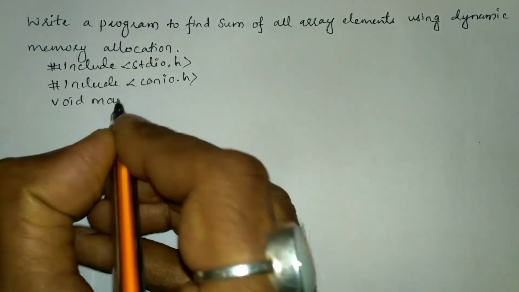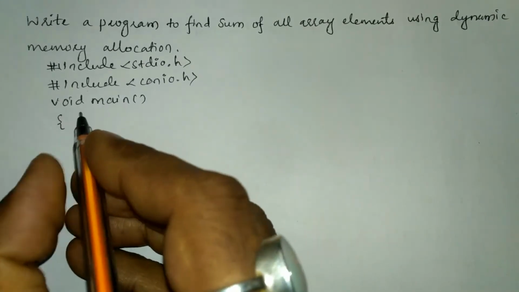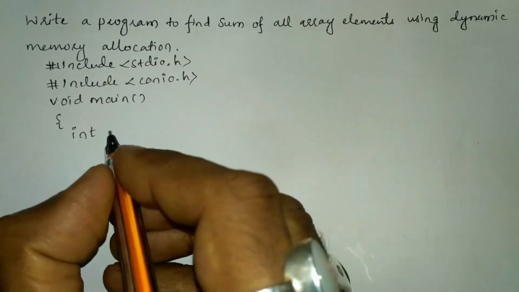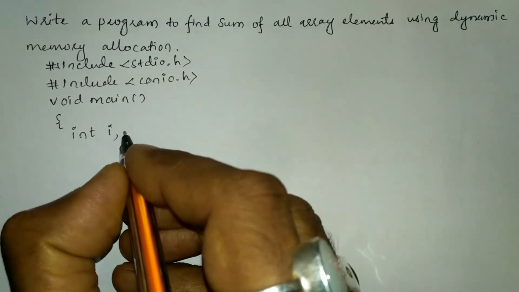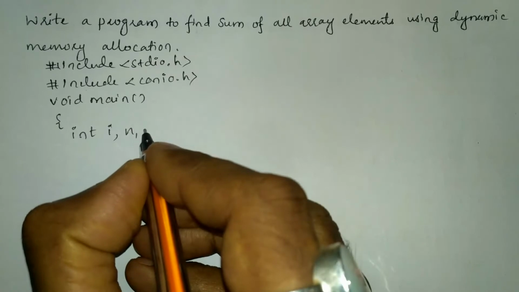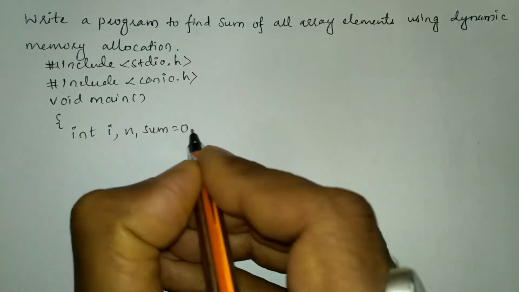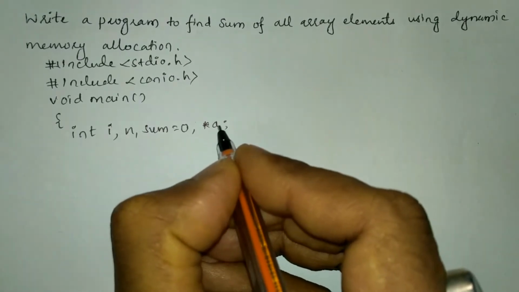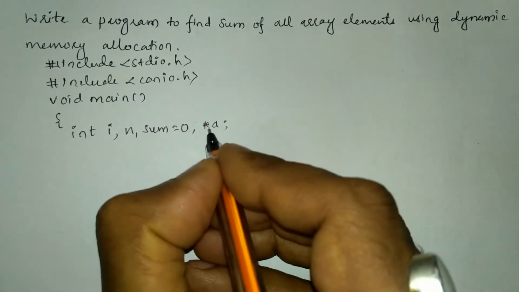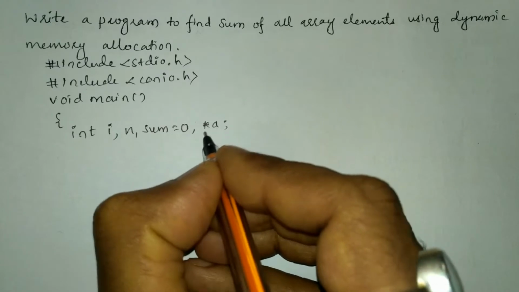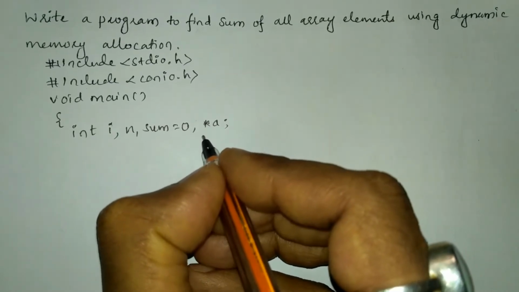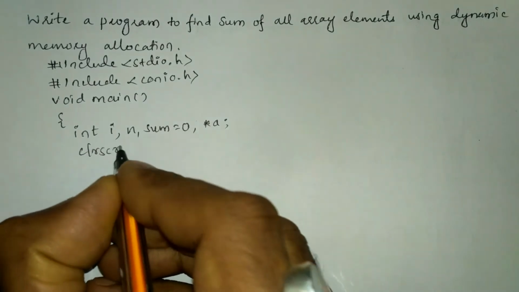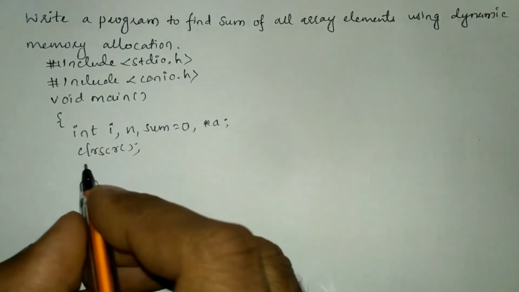Void main function curly open brace, and here I'm going to declare all the variables which are to be used in the program. For example, I'm going to take i, n, and we want sum is equal to 0, and then I'm going to use the pointer variable called a. Here whenever we write asterisk symbol before the variable, then it is a pointer variable. Now let us write clrscr function which is used to clear the screen.